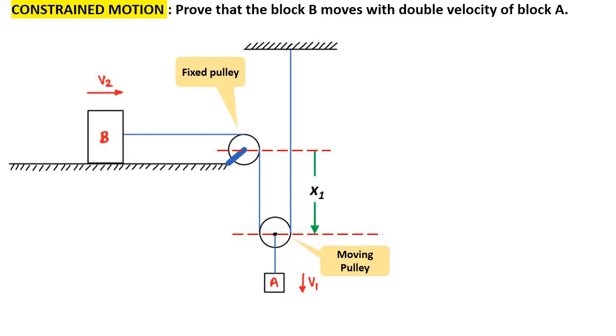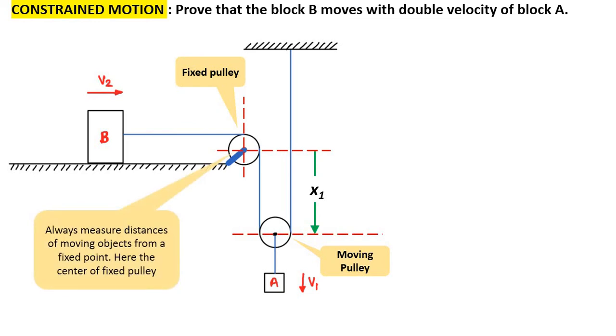Similarly, from the center of the fixed pulley, measure the distance of the block B. So draw a line from the center of the fixed pulley up to the block B. That much length of the string we can call x2. Note here that we should always measure the distances of moving objects from a fixed point, and in this question that fixed point is the center of the fixed pulley.